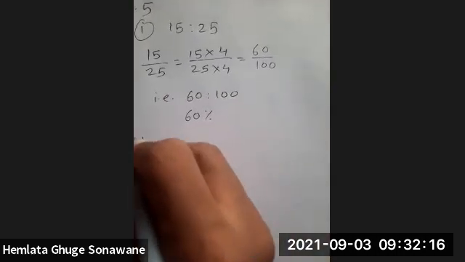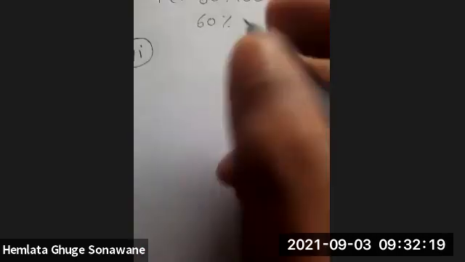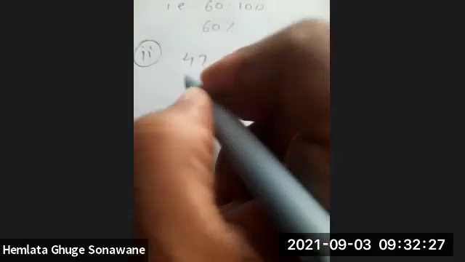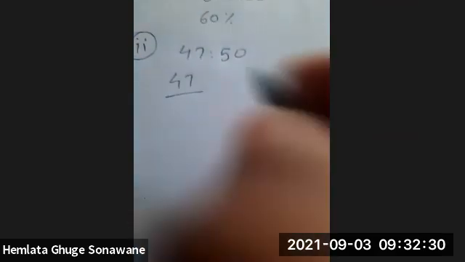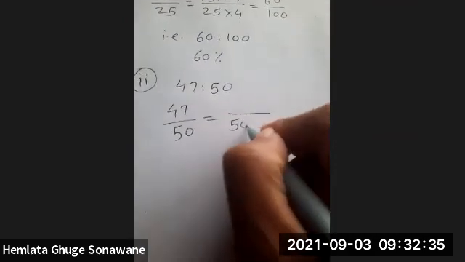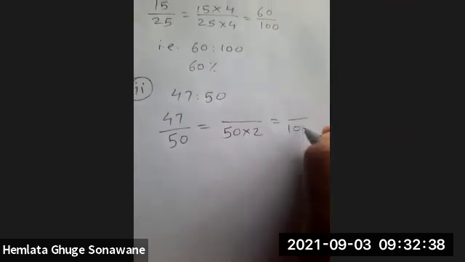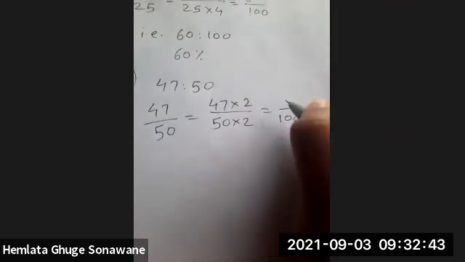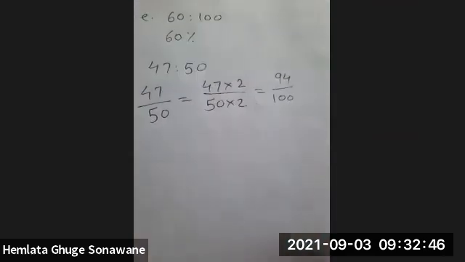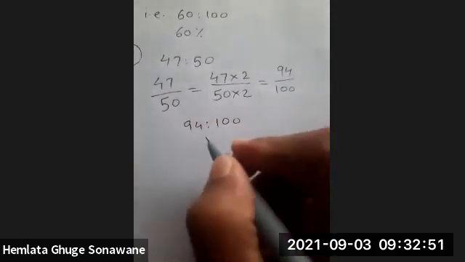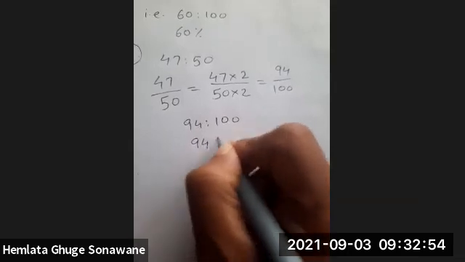Second example of question number 5, that is 47 as to 50. Here also we have to convert this ratio into percentage. So we'll multiply 50 with 2 so that we will get 100. Then multiplying 47 with 2 becomes 94. So we write 94 as to 100 or 94%.